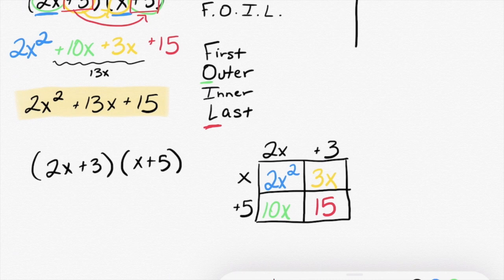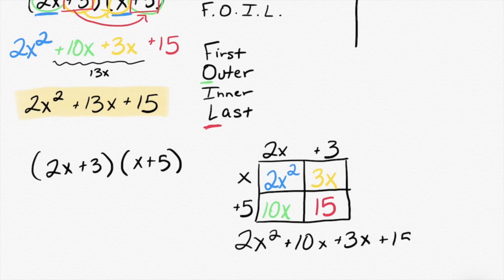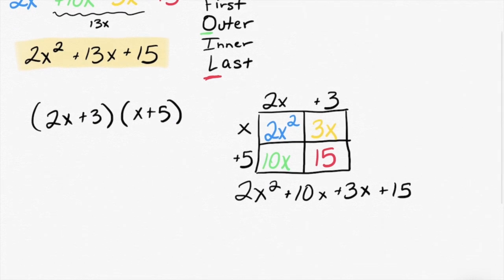My answer is still 2x squared plus 10x plus 3x plus 15, and then I combine the 3x and the 10x.